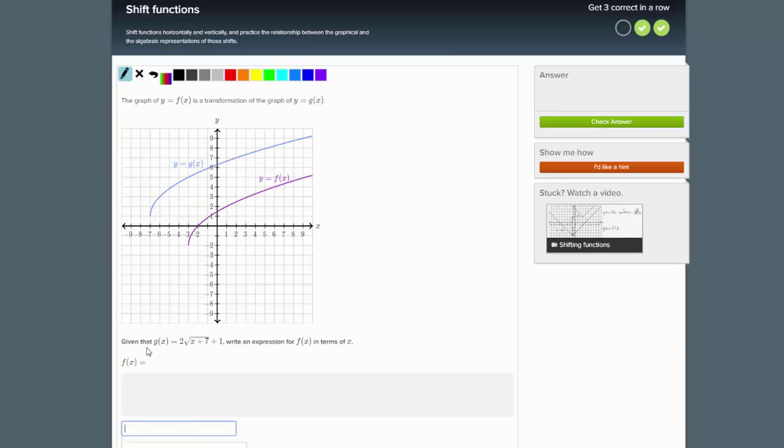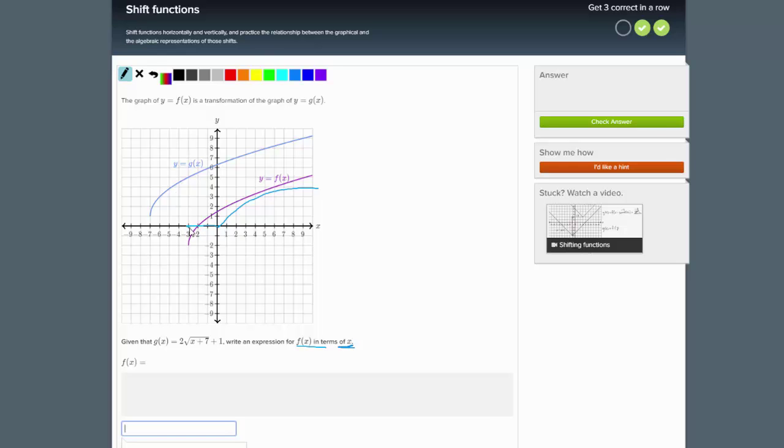Another one that looks similar, given that g of x equals 2 times the square root of x plus 7 plus 1, write an expression for f of x in terms of x. So we're just doing in terms of x. Last time I said do it in terms of whatever the function was. Okay, so in terms of x, normally this is a square root function, right? Because I got square root. Normally my square root function is centered at the origin and goes something like that. Okay, so I wanted to find f of x, so I would have shifted this left 3.